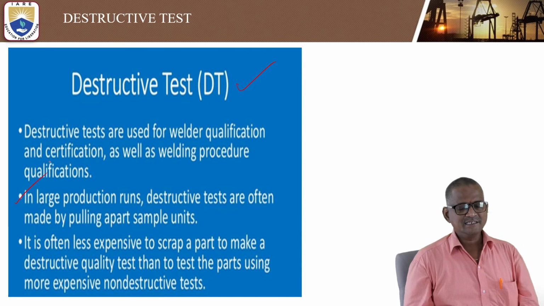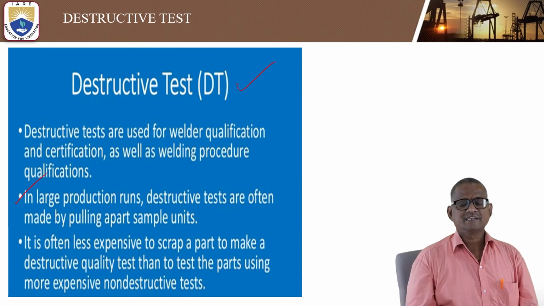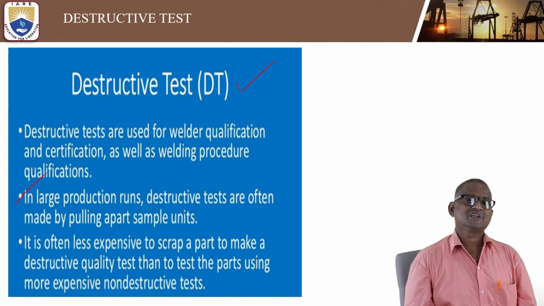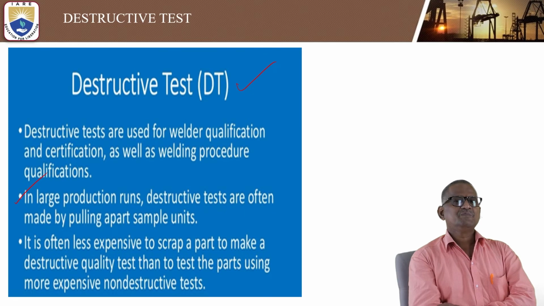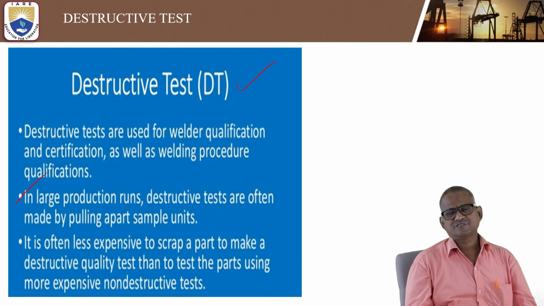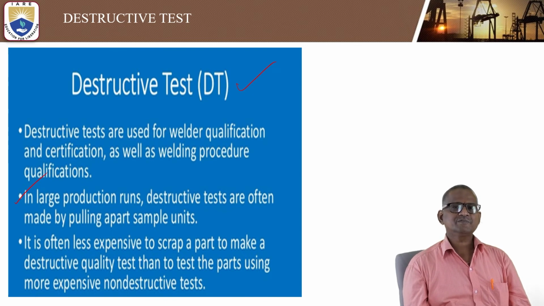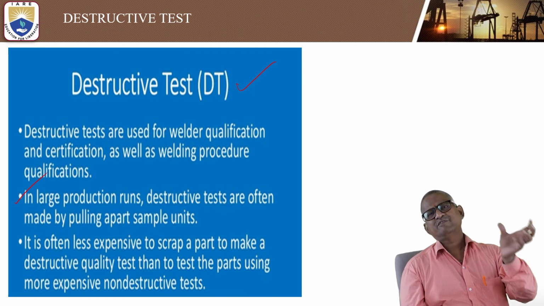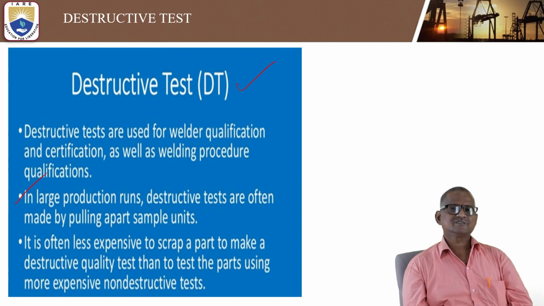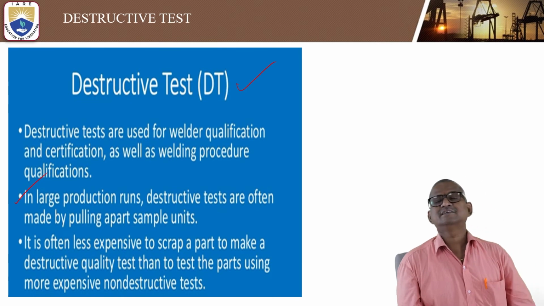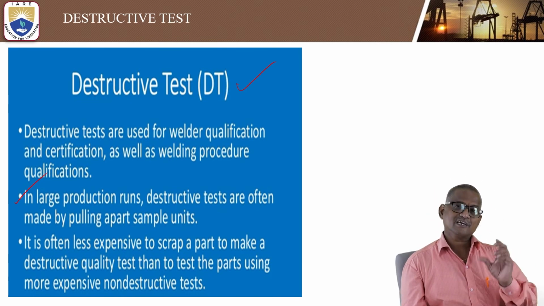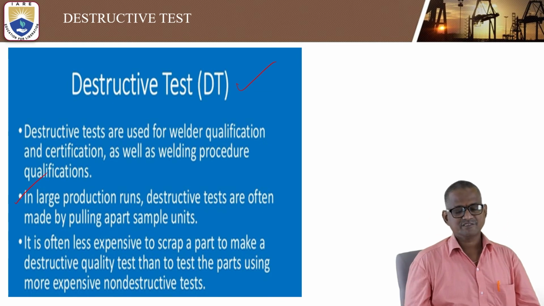The second thing is, in large production runs, destructive tests are more often made by pulling apart sample units. So most probably mass production is high in such types of industries. Obviously, they will test by using a destructive test manually, in order to identify what are the drawbacks and defects, and whether they achieve the properties as per the customer requirement or not, that they will check up.